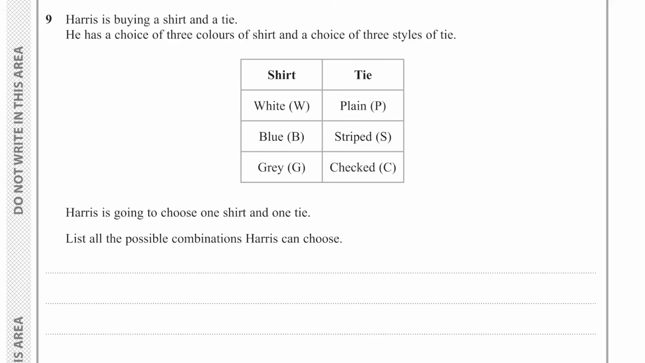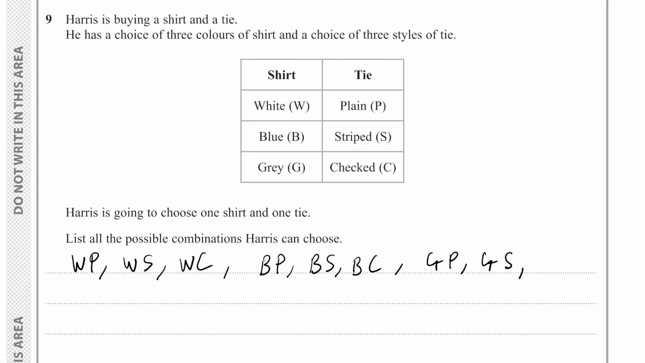So we can just use the letters instead of writing them all out. So we can have a white shirt and a plain tie, a white shirt and a striped tie, or a white shirt and a checked tie. That's all the options for the white shirt. Then we move on to blue. Blue and plain, blue and striped, blue and checked. And then grey, it can be grey and plain, grey and striped, and grey and checked. So they are all the possible combinations.